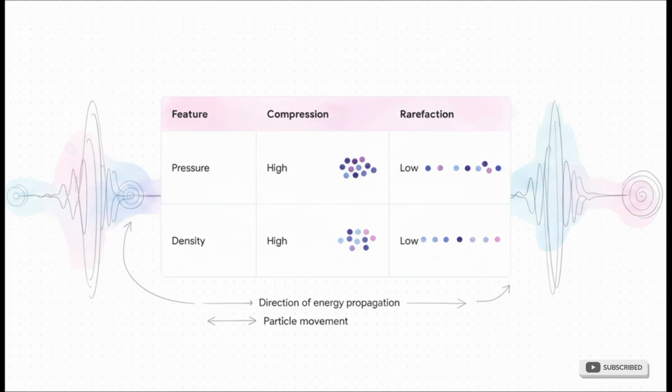That basically means the particles are moving back and forth, parallel to the direction the energy is traveling. As they do this, they create two distinct zones. On one hand, you've got compressions. These are high-pressure, high-density zones, where particles are literally squeezed together. On the flip side, we have rarefactions, and these are low-pressure, low-density zones, where the particles are spread far apart.